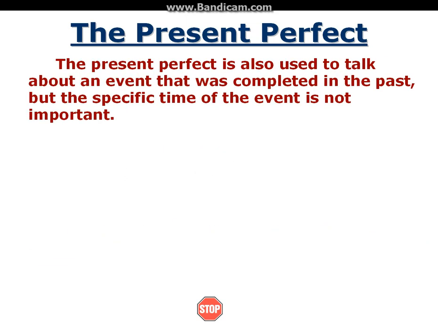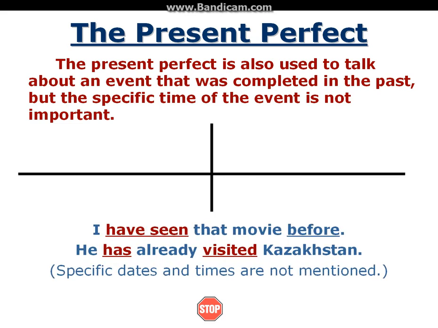The present perfect is also used to talk about an event that was completed in the past, but the specific time of the event is not important. For example, I have seen that movie before. He has already visited Kazakhstan. Specific dates and times are not mentioned.